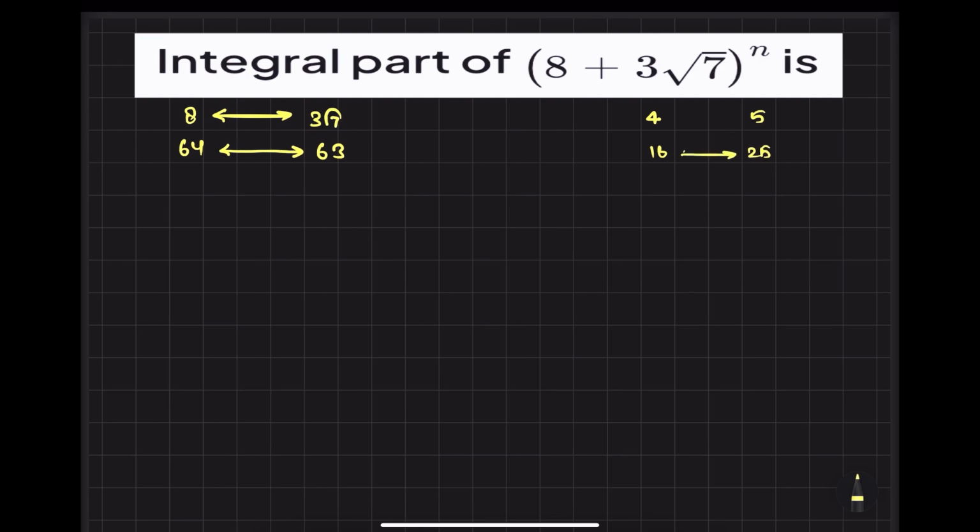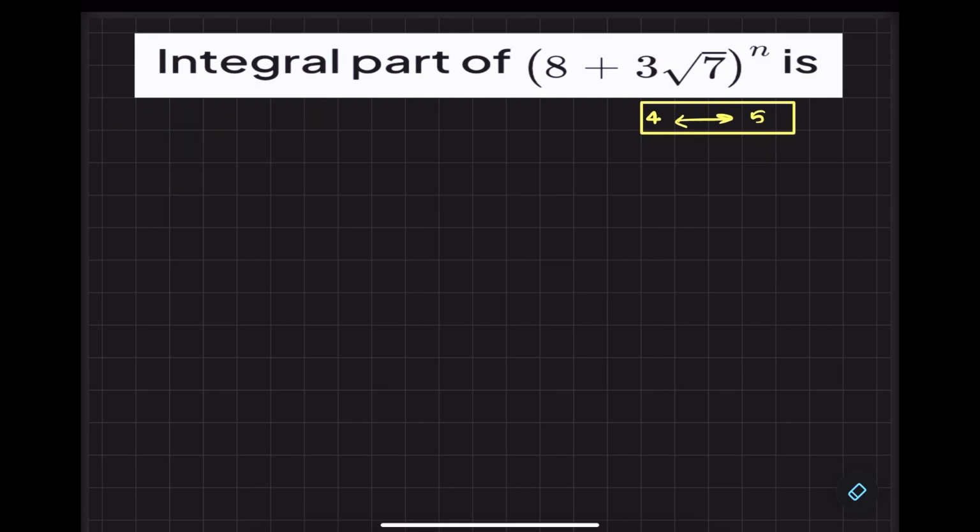So if you focus on the squares, the square part will have a greater gap and the root part will have a smaller gap. Right now the gap of the squares is 1, so the gap of the roots will be much smaller than 1, correct? And also you know that 8 is bigger than 3 root 7. So what you have to do, first try to expand (8 plus 3 root 7) power n.